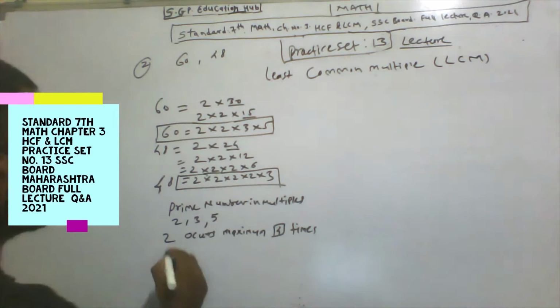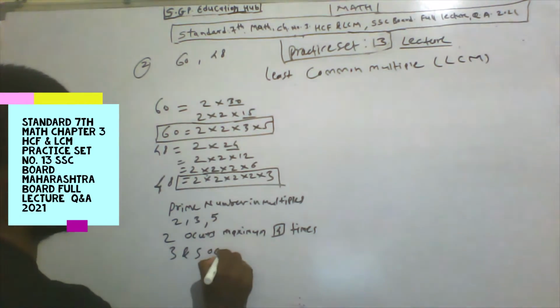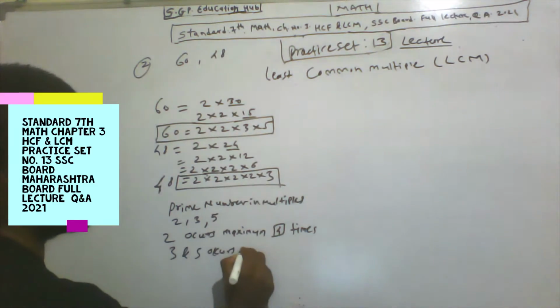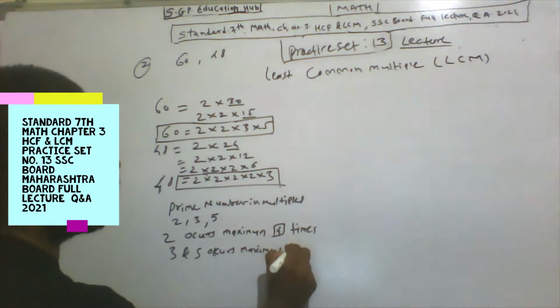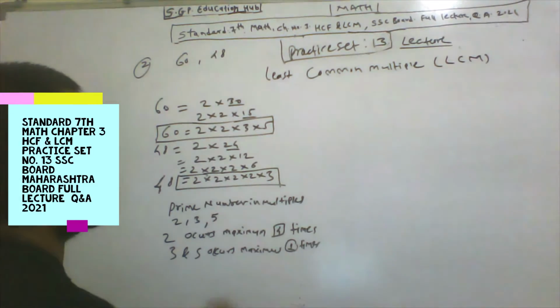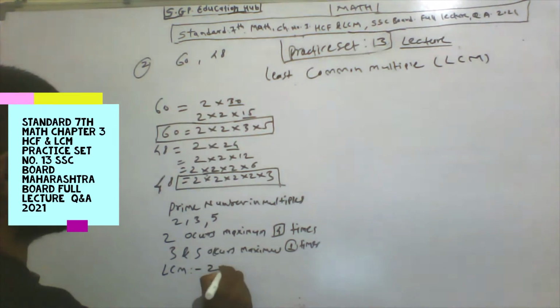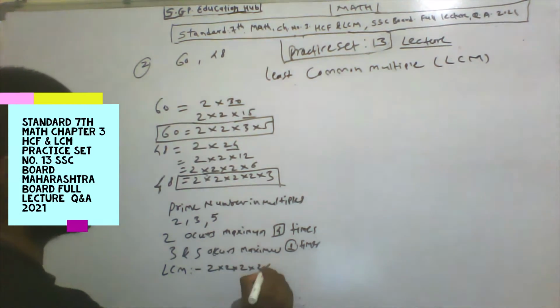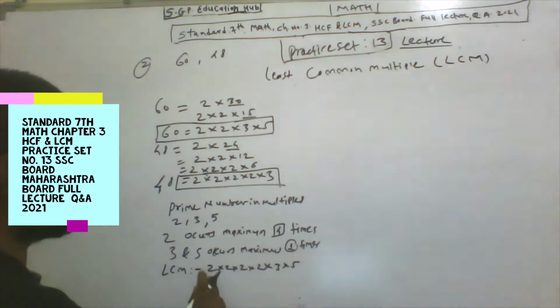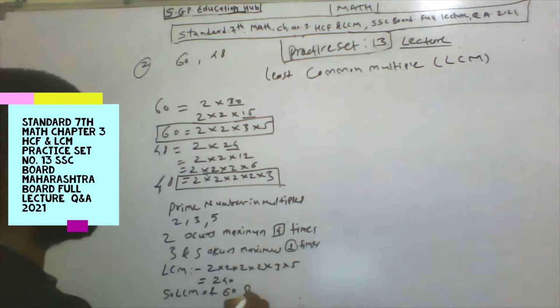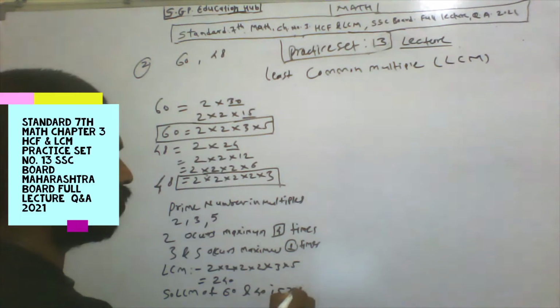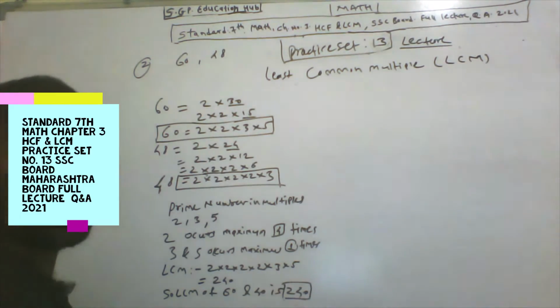Okay, 4 times. And 3 and 5 occur a maximum of 1 time. Then LCM is 2 into 2 into 2 into 2 (4 times), into 3 into 5. So the multiplication of this is 240. So the LCM of 60 and 40 is 240. Okay, got it? This is the answer.